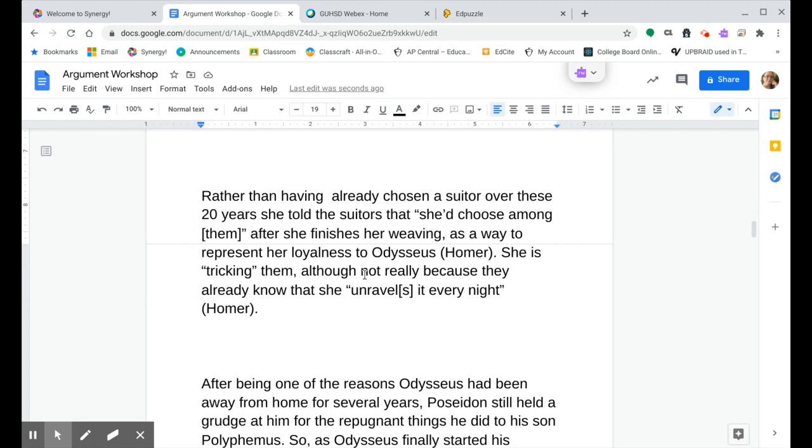Okay, luckily there's only 1 point difference, so we don't have to worry too much about it. Okay, next one. Rather than having chosen a suitor over these 20 years, she told the suitors that she'd choose among them after she finishes her weaving as a way to represent her loyalty, the noun form of loyal, in order to represent her loyalty to Odysseus. She is tricking them, although not really, because they already know she unravels it every night. Okay, what do you think?